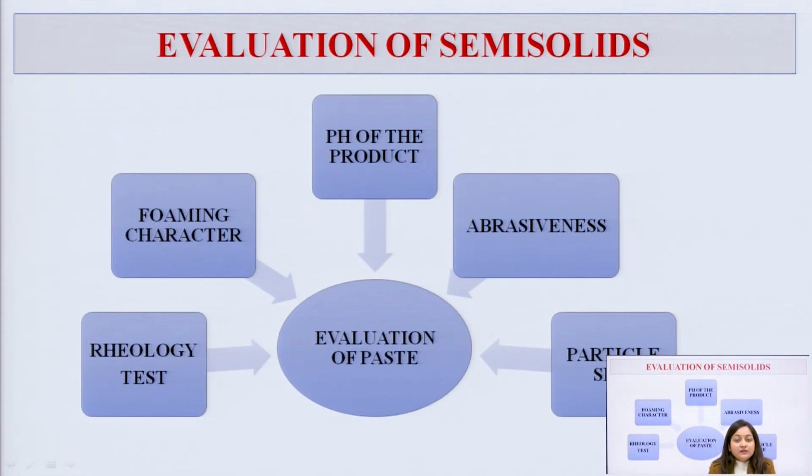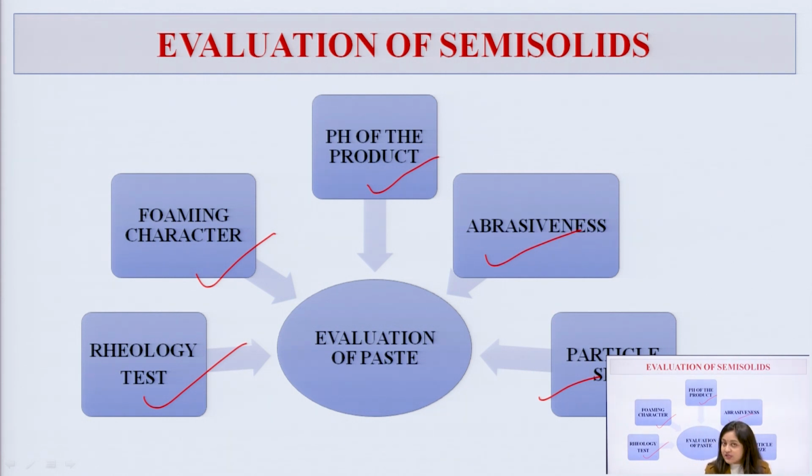Then let us understand the different types of tests for the evaluation of paste. When I talk about paste, I am talking about a semi-solid dosage form which has a higher consistency as compared to any other dosage form. So, definitely the tests are also quite high as compared to any other dosage form. The tests include the rheology test, the foaming character test, the pH of the product test, abrasiveness and particle size. So, these are some of the tests that are done in order to evaluate the paste.